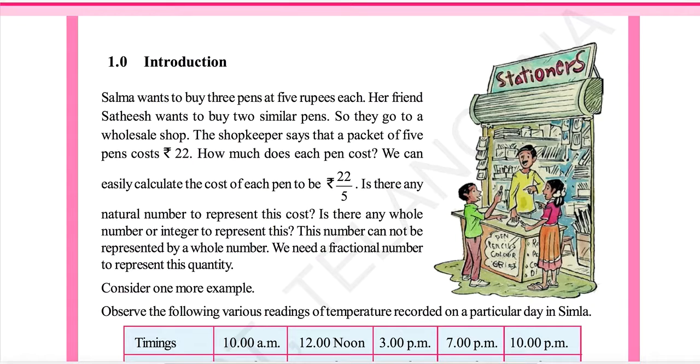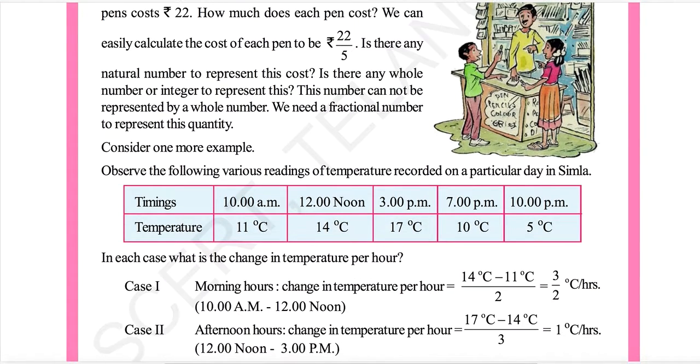Is there any natural number to represent this cost? No. Is there any whole number or integer to represent this? No. This number cannot be represented by a whole number. We need a fractional number to represent this quantity. Consider one more example.